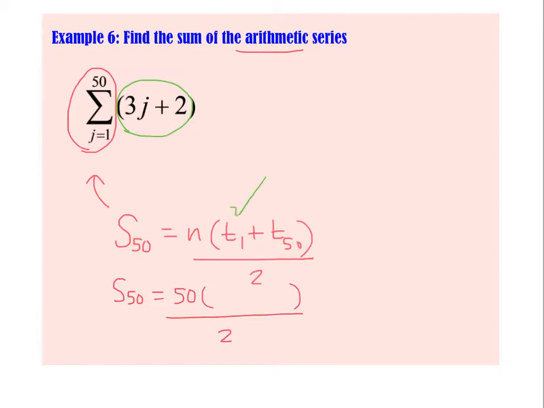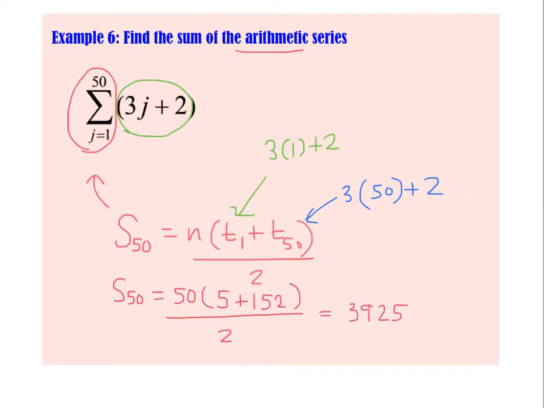So T1 is what we're going to get when we plug in 1 for our j. So that's 3 times 1 plus 2. T50 is what we would get if we plug in 50 for our j. So that's 3 times 50 plus 2. So using that formula is what allows us to plug in both of the values T1 and T50. So T1 is 5 and T50 is 152. So putting that all together, if we added up the first 50 terms, we'd get 3,925.